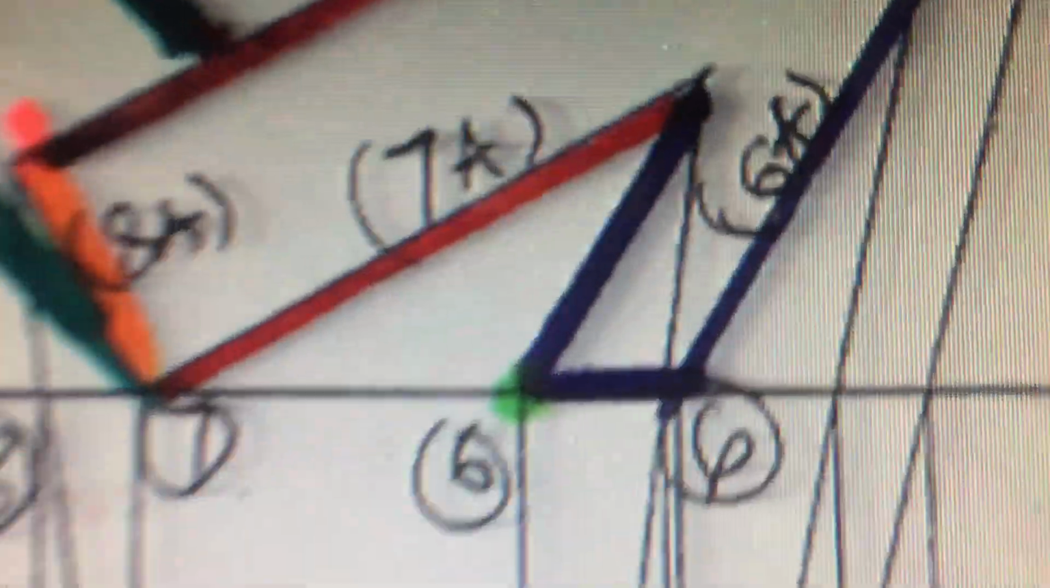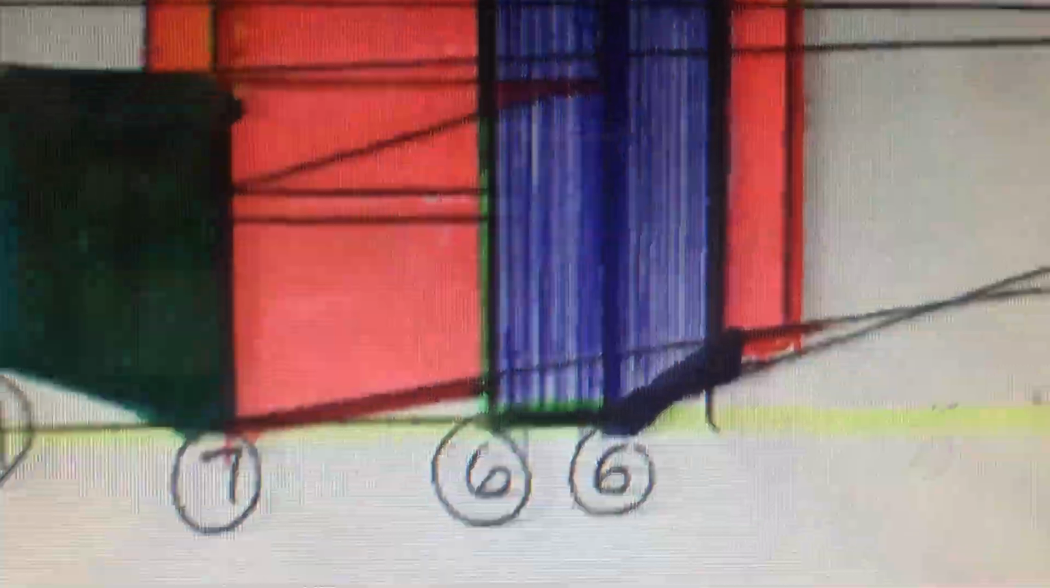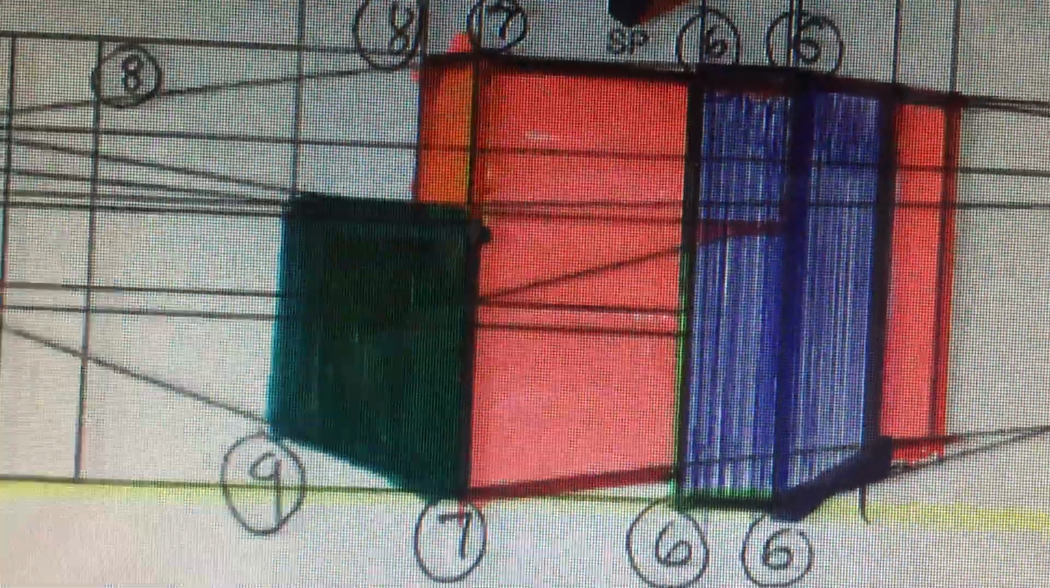I put 6, 6, 6, 6 to make sure that it is the straight line from number 6 here, going down to the ground line, number 6 here. When you have 2 points from here and 2 points from here, you know that this is on the front face. So you have 2 points right here.